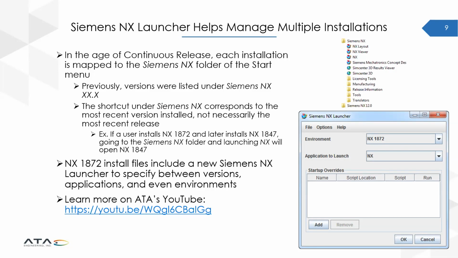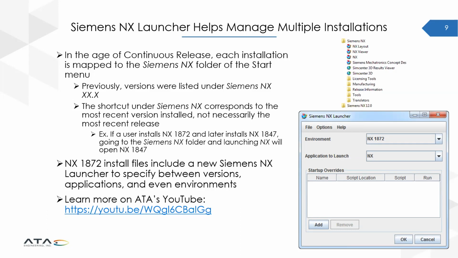For instance, in January, I installed NX 1847, so that's what my shortcut pointed to. Then a month or two ago, I installed 1872, and so my link automatically updated to point to 1872. But if I were to uninstall and then reinstall 1847, that's what this link would point back to.